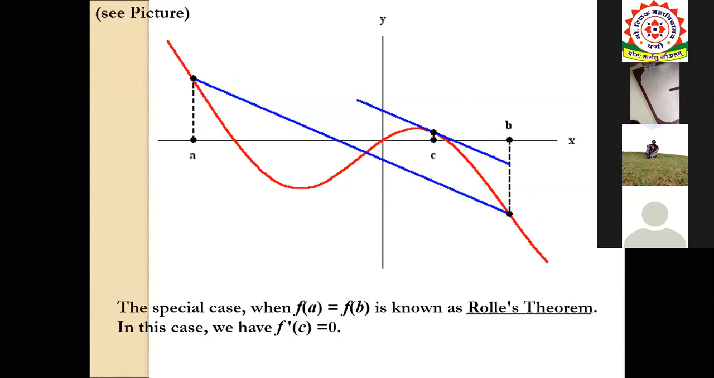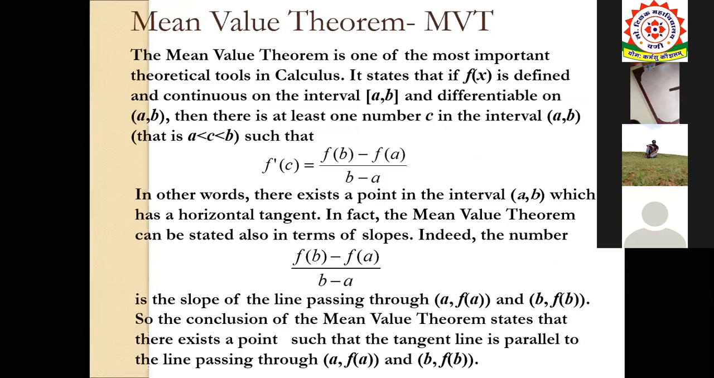Okay, in the special case when f of a is equal to f of b, it is known as Rolle's theorem. In this case, we have f dash of c is equal to 0, because simply here we substitute f of b equal to f of a, then we get f dash of c is equal to 0. So the particular case of the mean value theorem is nothing but Rolle's theorem.